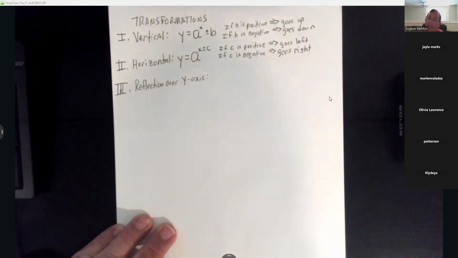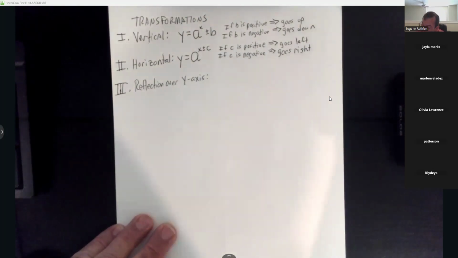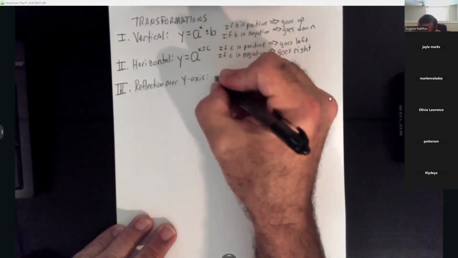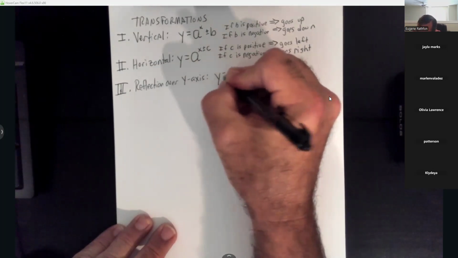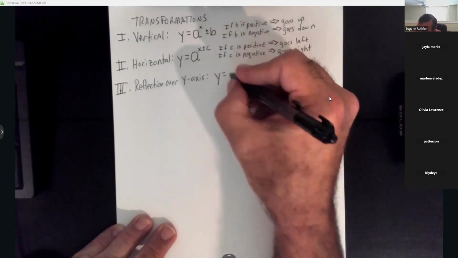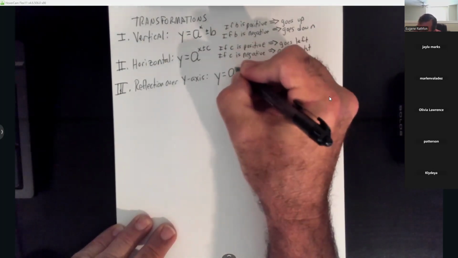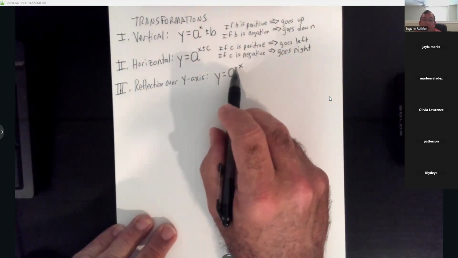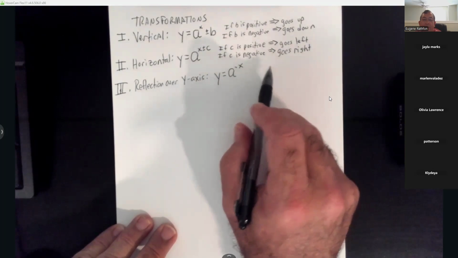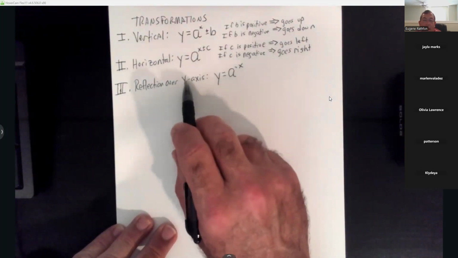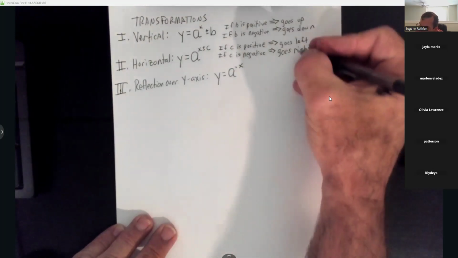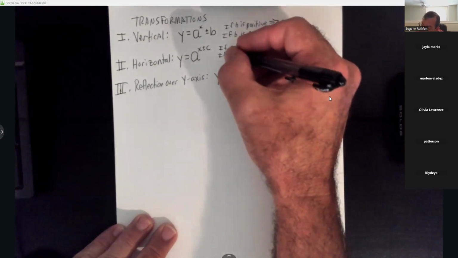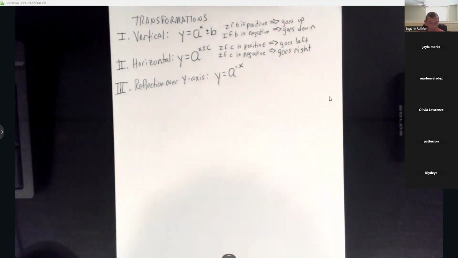Now in 7-3, we put a negative in front and reflected it over the x-axis. Well, here, instead of putting the negative in front, you make the exponent negative. By making the exponent negative, it reflects it over the y-axis. So if it was going uphill, it's going to reflect it and it'll sort of go downhill, okay?